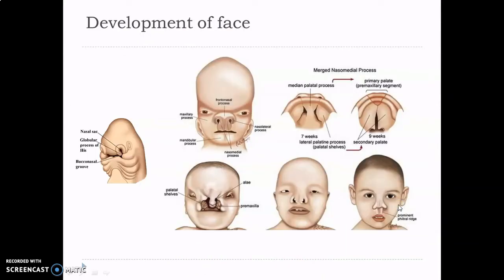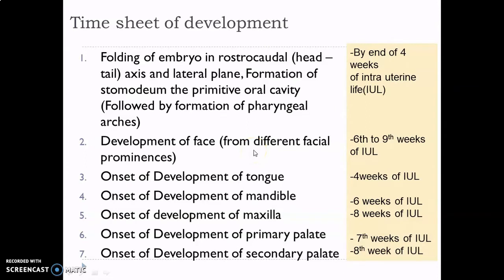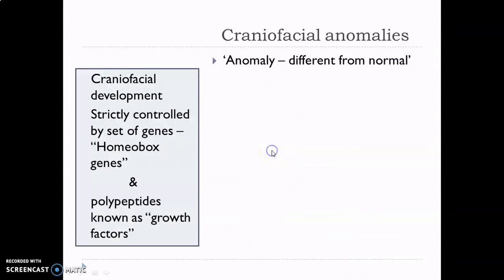The developmental phase, or formational phase, including jaws and oral cavity, is a complex process that involves the development of multiple tissue processes that must merge and fuse in a highly orchestrated pattern, as you can see in these images. So this is a timesheet of development of various craniofacial structures. What you have to understand from this is that the development is very orchestrated because it is controlled by a set of genes known as homeobox genes and a group of polypeptides known as growth factors.